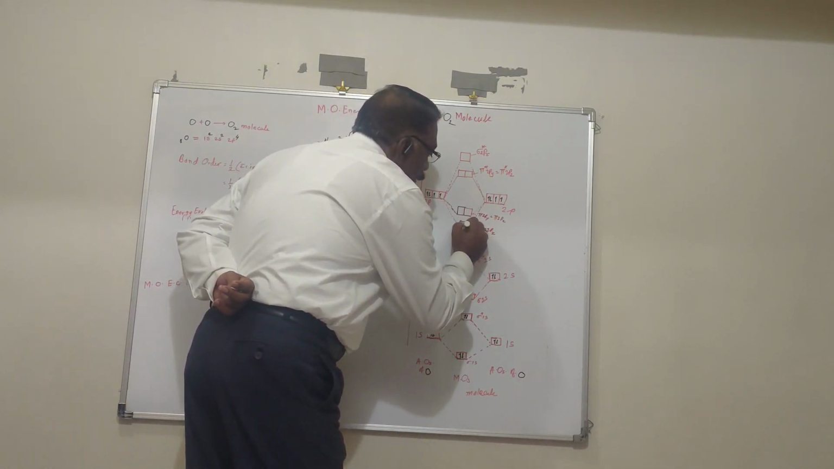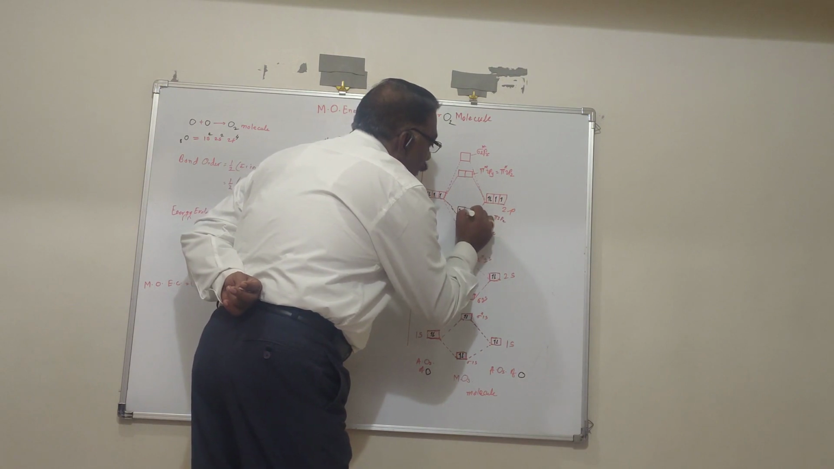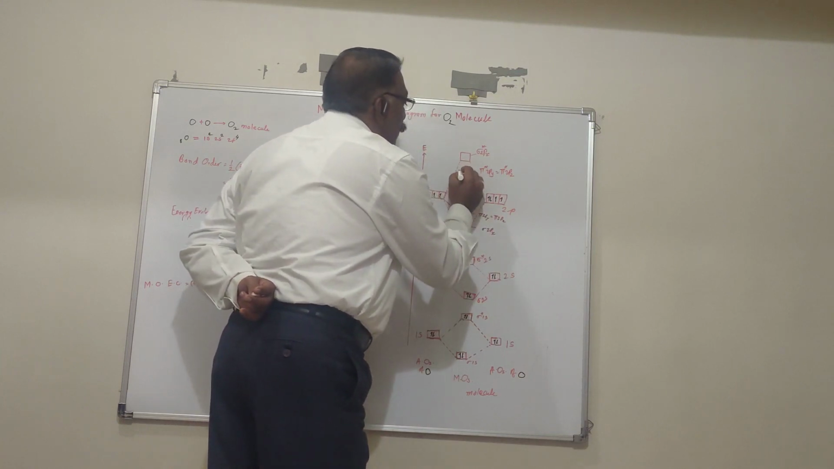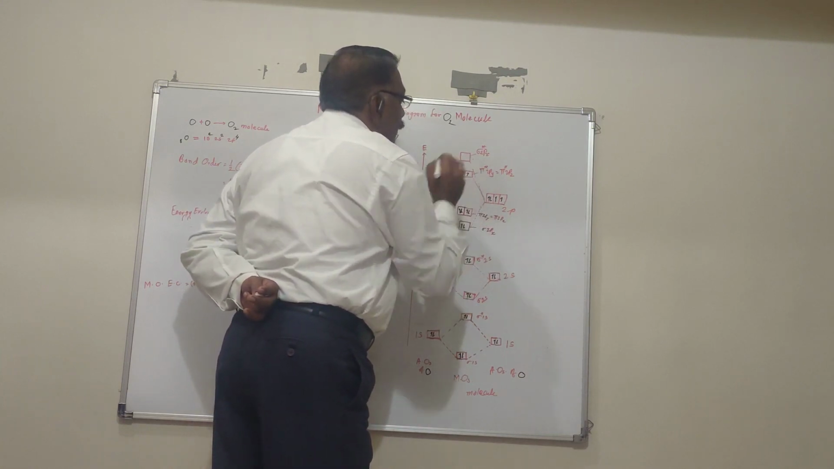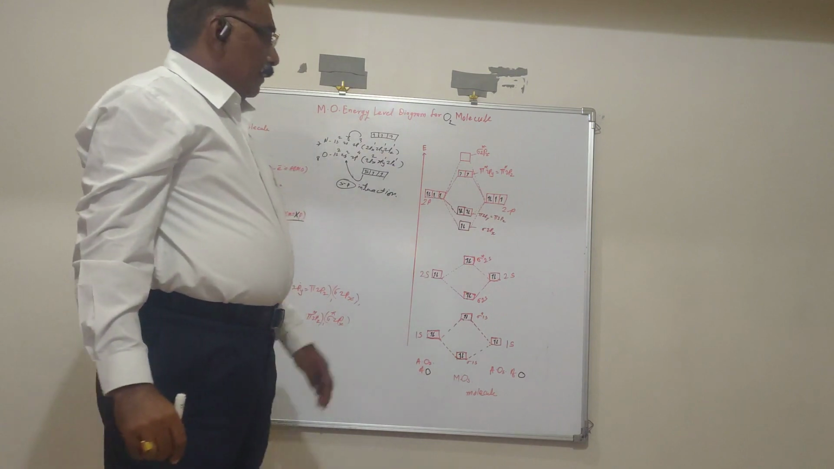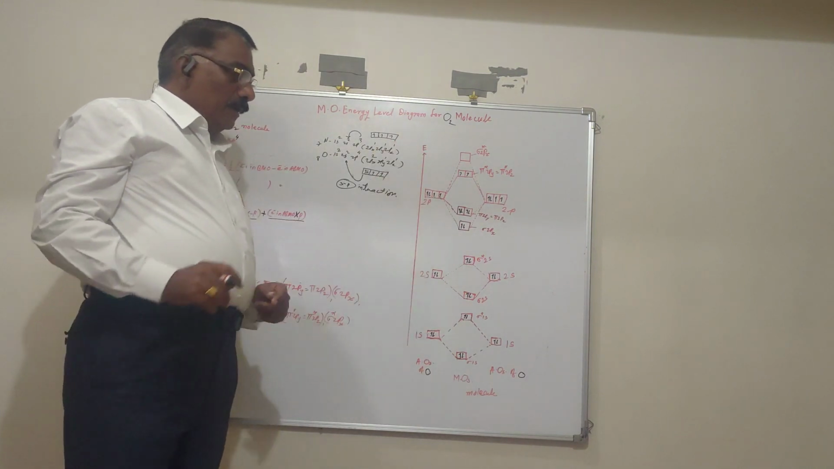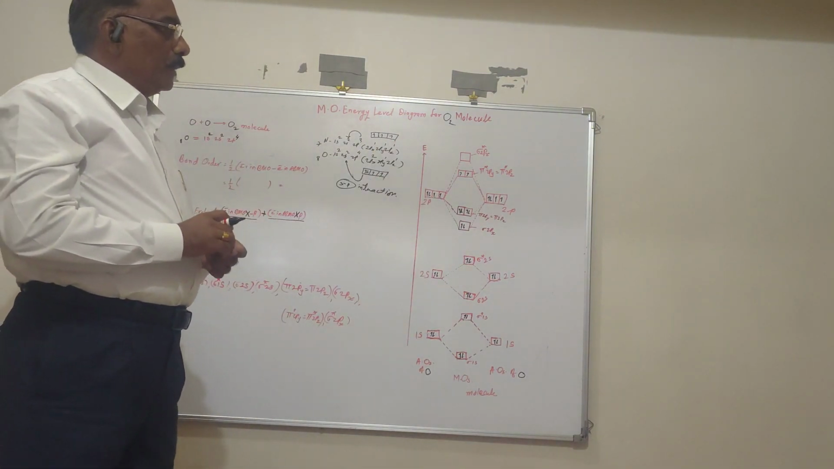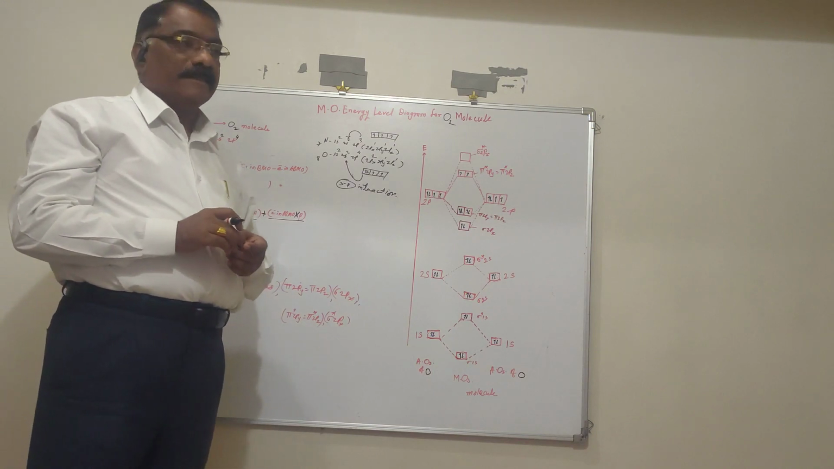See, 1, 2, 3, 4, 5, 6, now there are 7 and 8. See here, this is how the electrons are filled into the molecular orbitals.